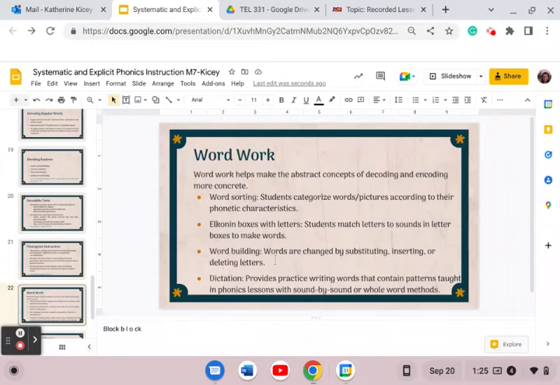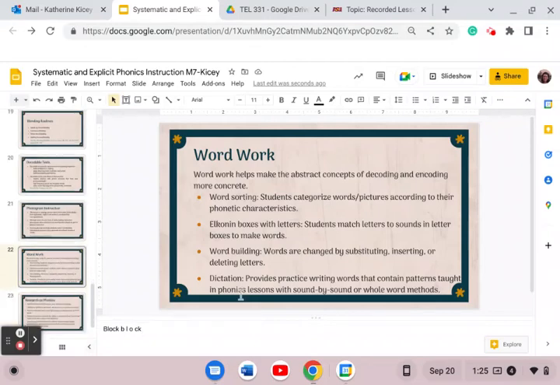So you could take out letters, you could insert, deleting letters. We also saw that in the video that we watched. And dictation provides practicing writing words that contain patterns taught in phonics. So you could say a word, you could even break it up for the child, so you could decode it, and then they would be encoding it. So you could say cat, k-at. Can you write cat? And then they would be encoding what you just decoded. So word work is very important, and you can see how that really ties into the I do, we do, you do model.